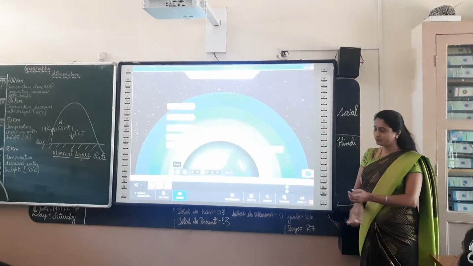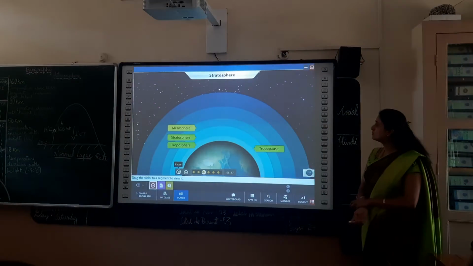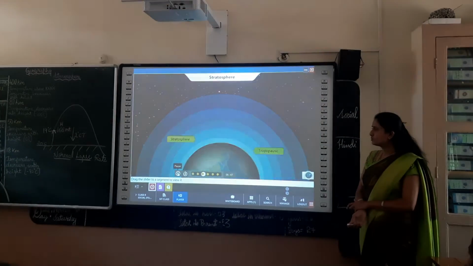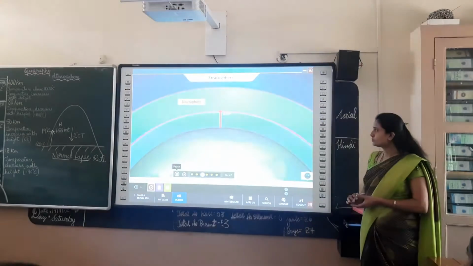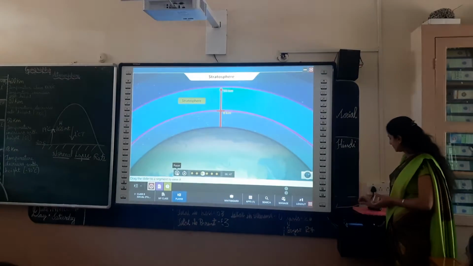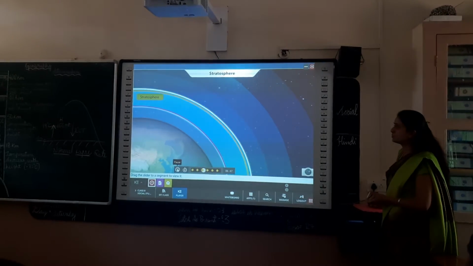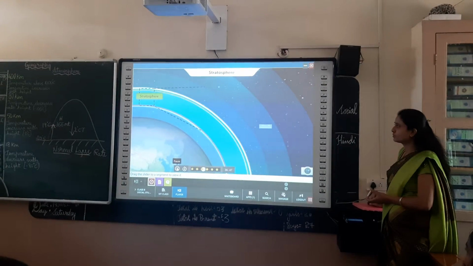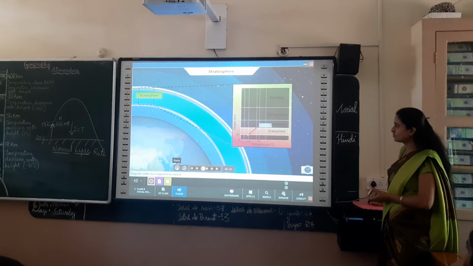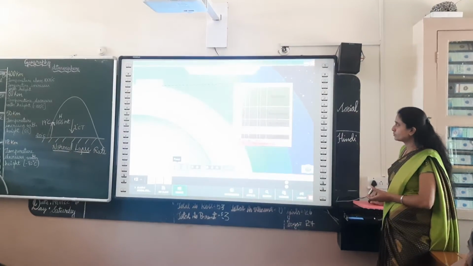Above the tropopause is the second layer of the atmosphere called the stratosphere. The stratosphere extends up to 50 kilometers above the Earth's surface. In the lower layers of the stratosphere, the temperature is almost constant, since the upper layers of the stratosphere contain the ozone layer.